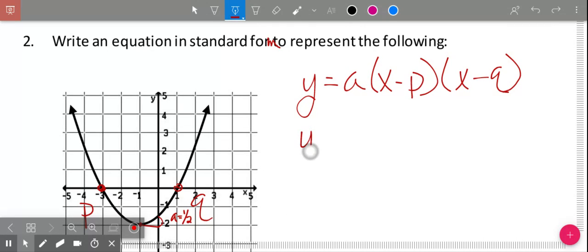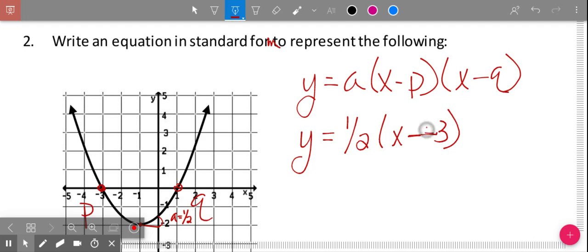So now since I already have my A value, I don't need the point anymore. So I have y is equal to 1/2 for my A value, x minus my P, which was a negative 3. So I'm really going to be adding 3. And then x minus 1. So I've asked for this in standard form. This is currently in vertex form. So I need to start by multiplying all my pieces together.